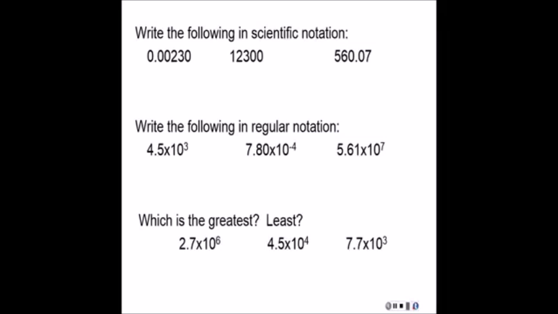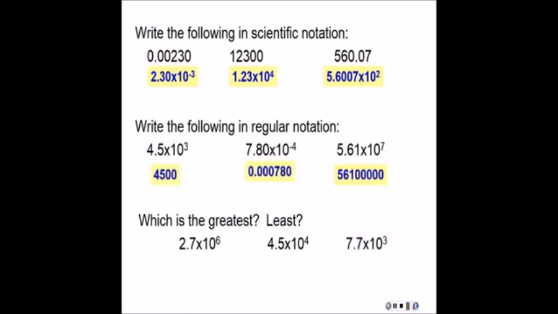All right, and here are the answers. Here are the first 3. Remember, moving the decimal point in whatever direction to get a number between 1 and 10. In the middle group, you're asked to convert these back to regular numbers. So this would say move it 3 places to make the number bigger, move it 4 places to make the number smaller, move it 7 places to make the number bigger. And here are our answers. And the last one, which is the greatest and which is the least? We get that by looking at the power of 10. So the question is, which power of 10 is the greatest? And it's this one. And those are our answers.